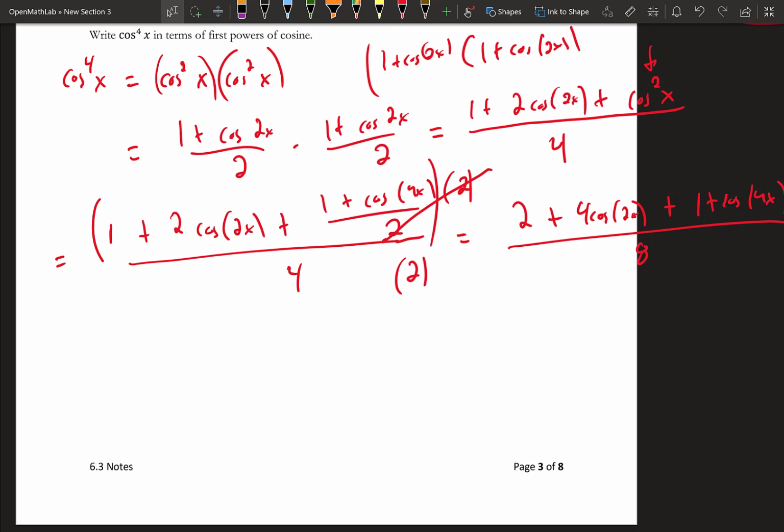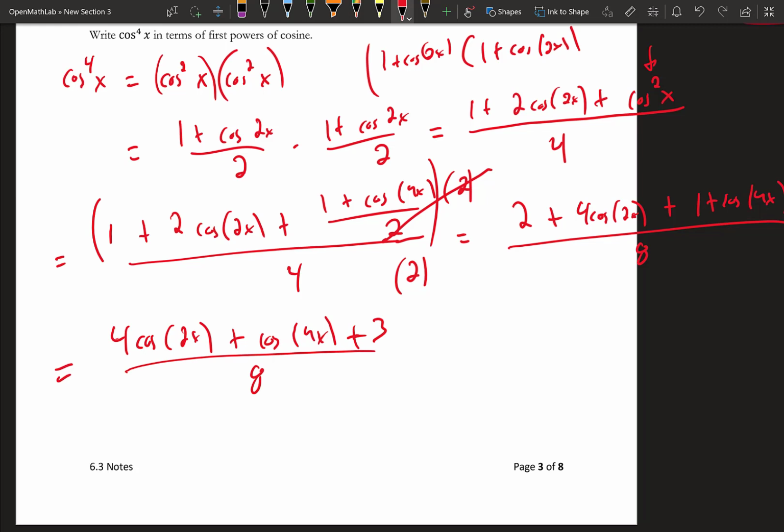Right, and we can try to clean this up a little bit. If anything, 2 plus 1 is 3, right? So this would be 4 cosine of 2x plus cosine of 4x plus 3, all over 8, right? Which would be good enough.